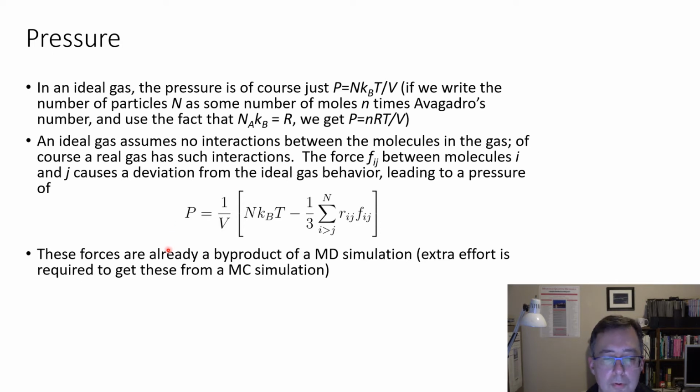Now these forces are already a byproduct of a molecular dynamics simulation, because you need the forces on all the atoms. So if you did an MD simulation, you already have these Fs and you can throw them into this formula and compute P. If you're doing Monte Carlo, you don't have these forces, and so you'd have to do some extra work if you wanted to get that.